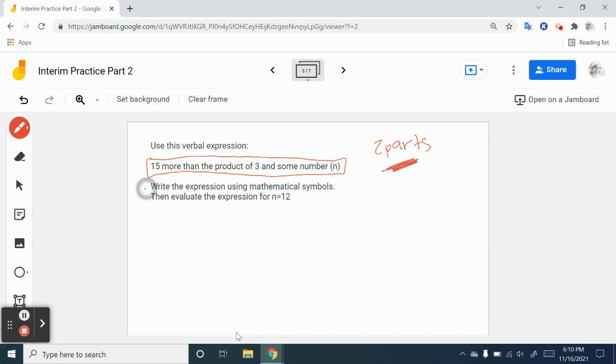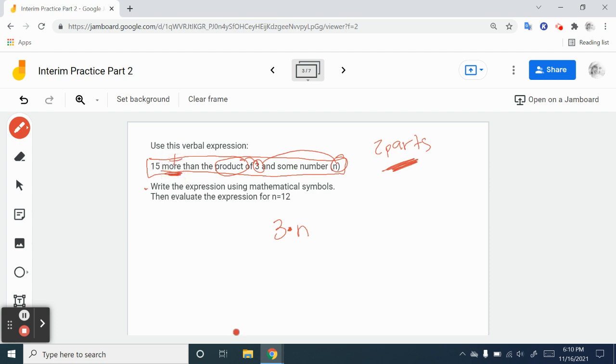So the first part is we have to write the expression using mathematical symbols. So we have 15 more than the product of 3 and some number n. So product means I'm multiplying. So if it's the product of 3 and n, then I'm going to do 3 times n. So the product of 3 and n is multiplying 3 and n. So it's 3 times n. And 15 more means I'm going to add.